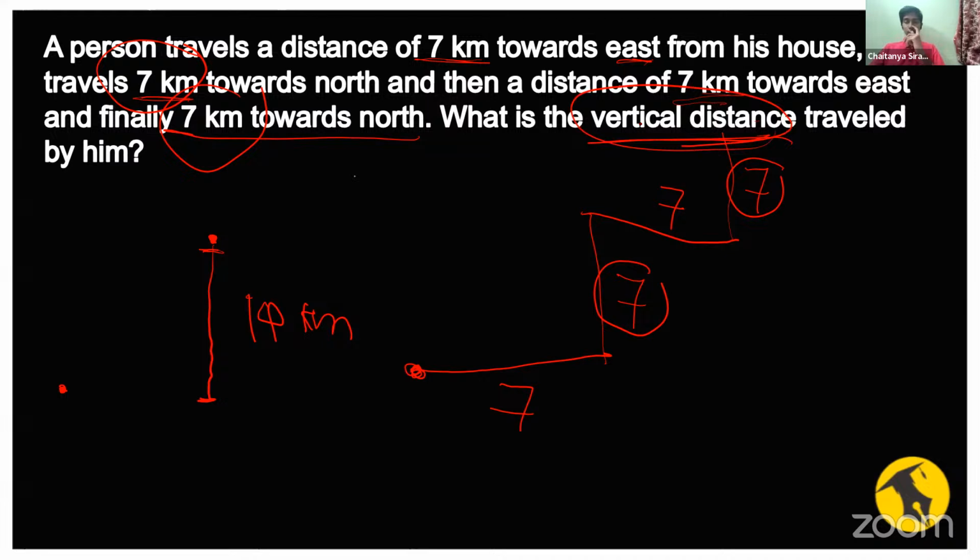All right. If the question had asked you for horizontal distance, how would you have found it? The answer would be the same in this question. Here you have to find the distance he traveled in the east part. So here it is 14 kilometers.